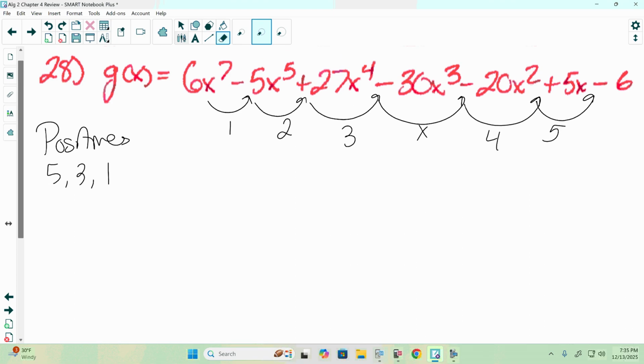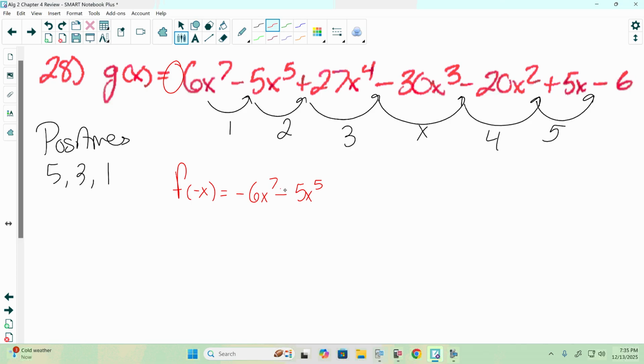Now to find our negatives, we need to find f of negative x. If the exponent's odd, we change the sign. If the exponent's even, leave it be. So 6x to the 7th, because the exponent's odd, we have to change it from positive to negative. Our next one is 5x to the 5th power. Since the exponent's odd, we have to change the sign from negative to positive.